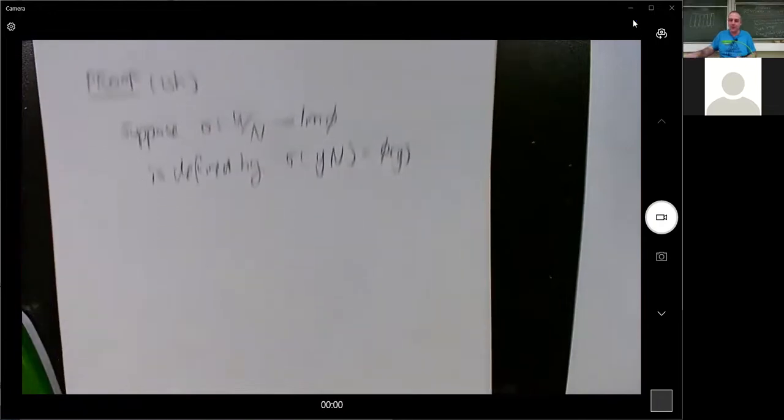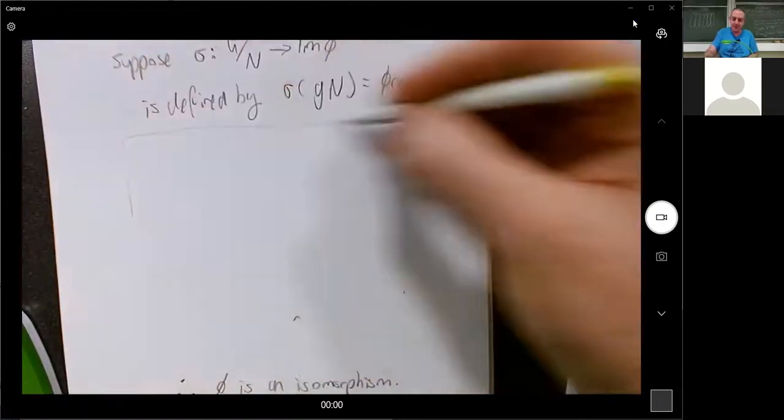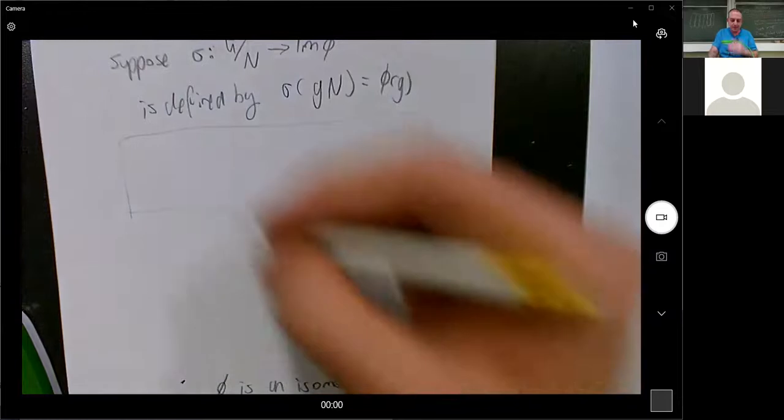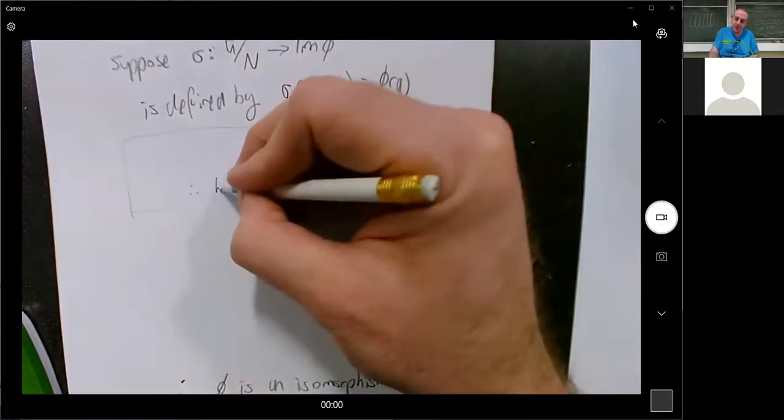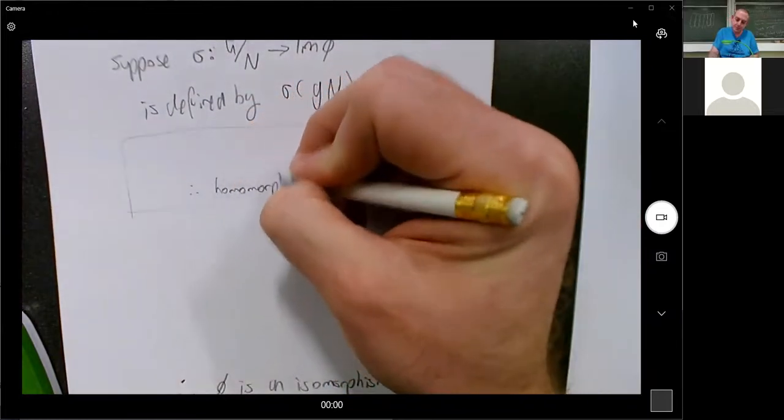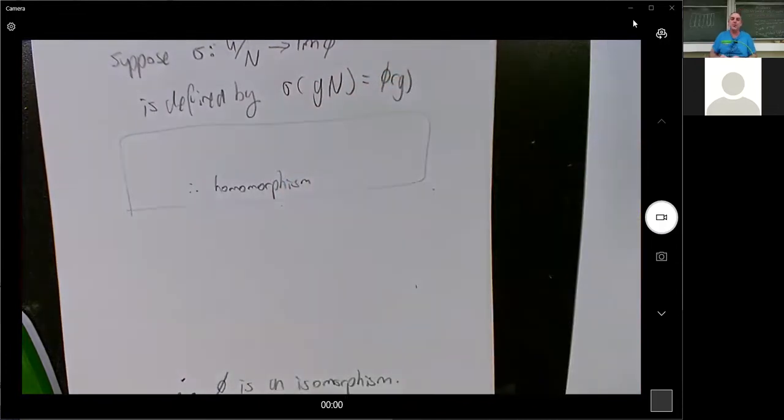So to show it's an isomorphism, I'm going to need three pieces. There's going to be the bit where I show that it's a homomorphism. I'm probably going to have to show it's well defined as well, aren't I? Because that's a thing, isn't it? Oh, crap.